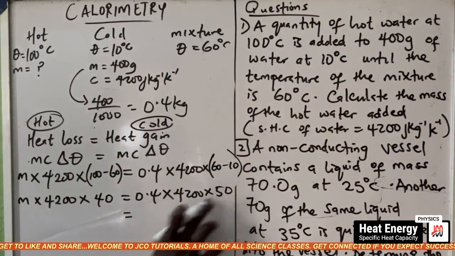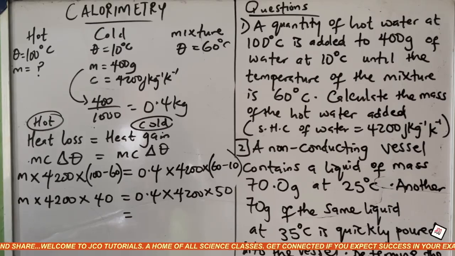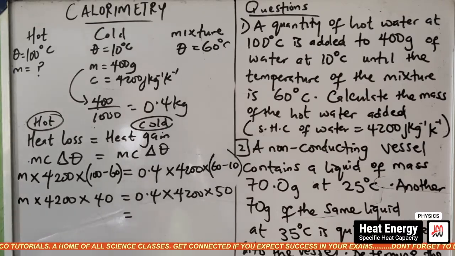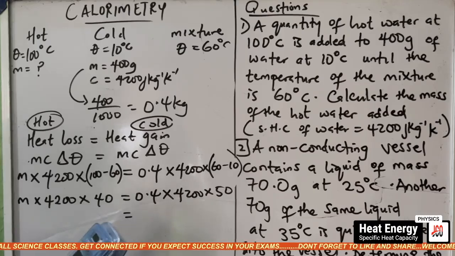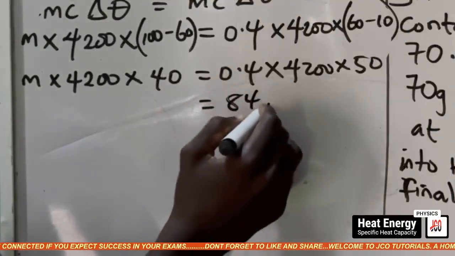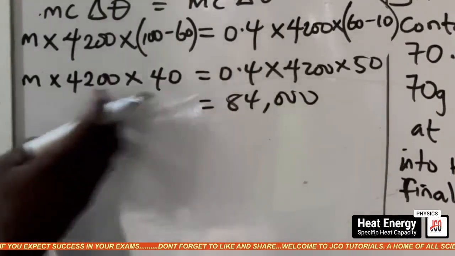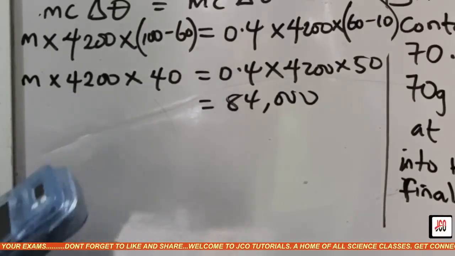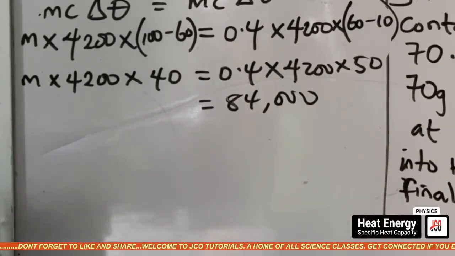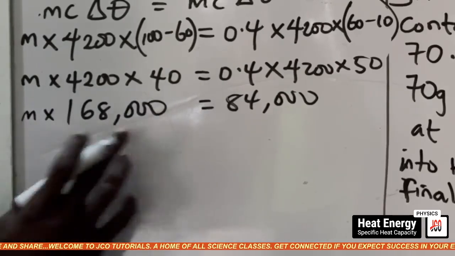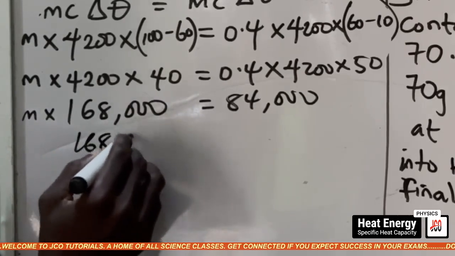So let's multiply everything on the right hand side. You have 0.4 times 4200 times 50. That gives us 84,000. Then on the left hand side, 4200 times 40. That gives you 168,000 times M. So that is 168,000 M.